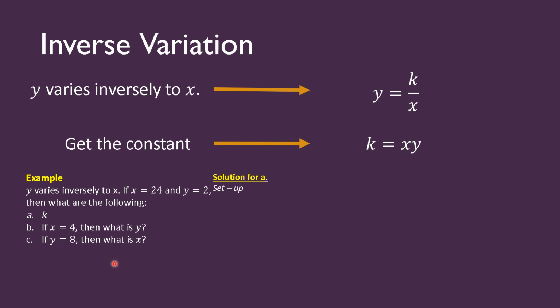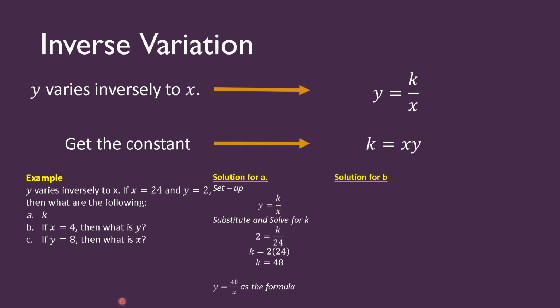Solving for the first problem, we need to look at our setup, which is y is equal to k over x. Working with that, we need to substitute and solve for k. So 2 is y, 24 is x. That is our setup. Working with that, k is equal to 2 times 24. So we have 48 as the value of our constant. So as a formula, we have y is equal to 48 over x.